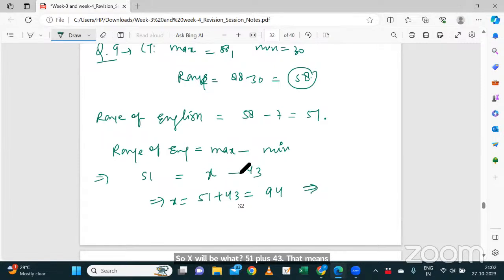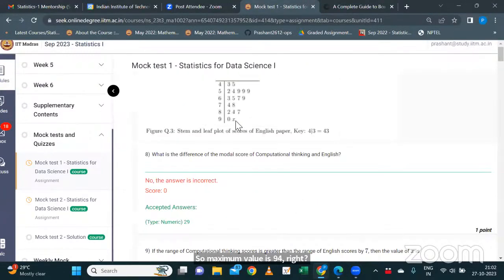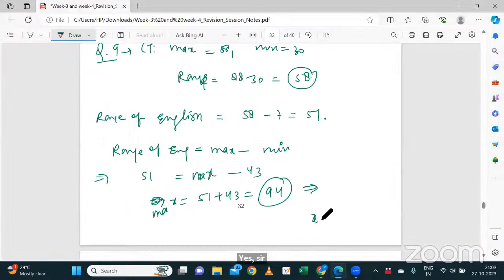So it's basically the maximum. Let me write down the maximum value. So the maximum value is 94, right? Yes, sir. That means X should be 94 only. Got it? Yes, sir. So basically the maximum should be 94.